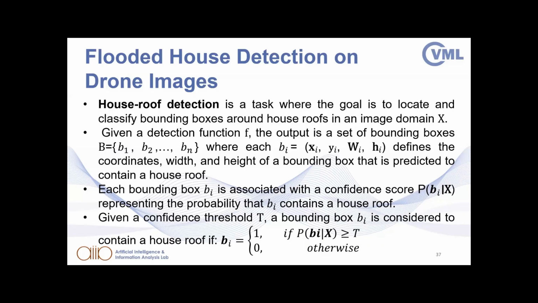And to determine if a bounding box is valid, we again use a confidence threshold. If the probability score exceeds this threshold, the bounding box is classified as containing a roof. Otherwise, it is ignored.